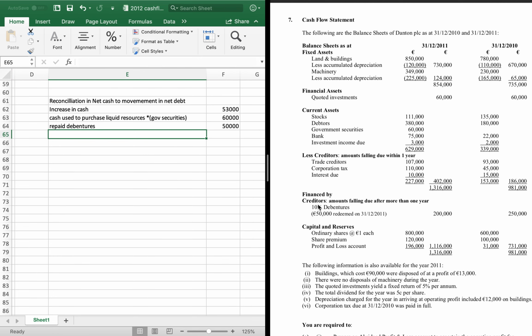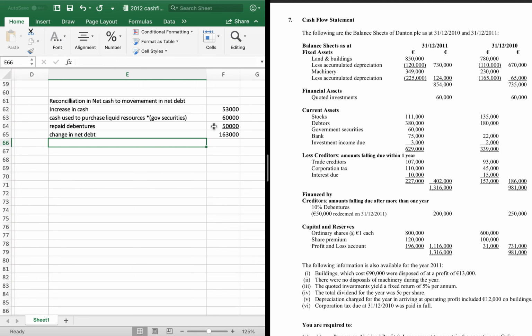So our change in net debt is 163,000 euros. So we're 163,000 euros better off because of our position. The government owe us, as a result of us buying government securities, 60,000, and we've repaid 50,000 euros of debentures. So our debt position has improved by our cash 53, our liquid resources of 60 and our debentures repaid of 163. Now at this point, that's known as the movement in net debt, or the change in net debt.